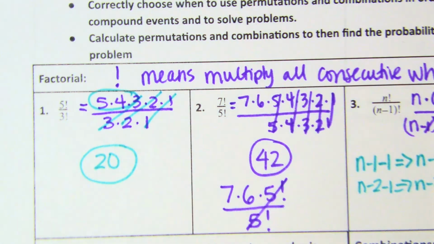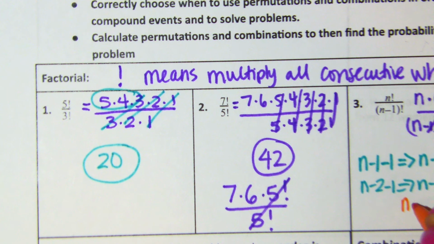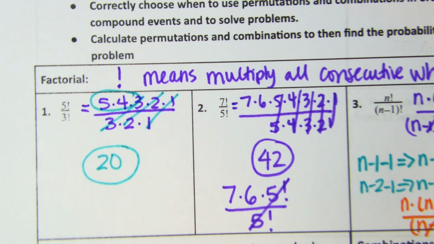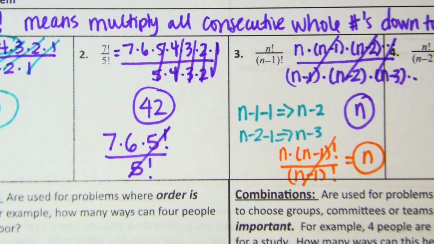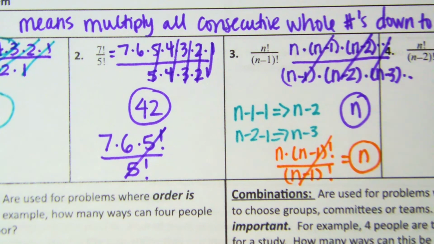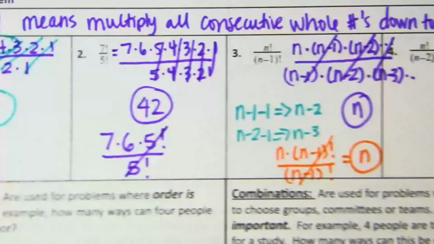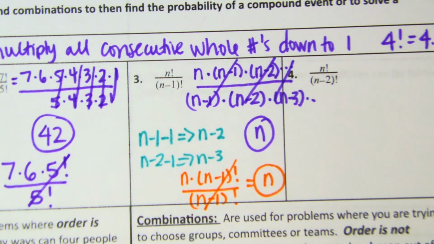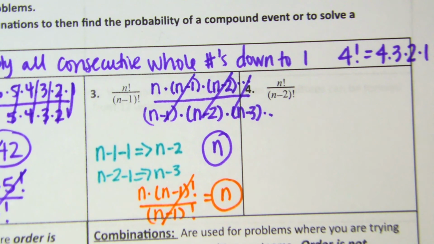The other way to look at this is n times n minus 1, and then it keeps going, and then you have an n minus 1 factorial on the bottom in the denominator. So then you don't have to write everything out, because once you hit a factorial that cancels with what's already there, then you're good. Okay, why don't you pause the video and try to do number 4, and then come back and see how it's done.